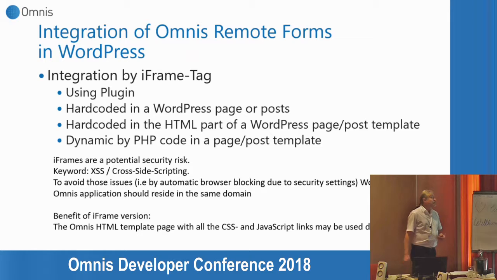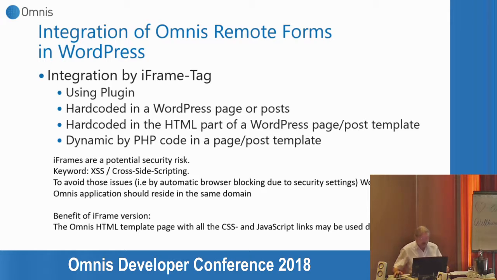Okay, technically we have 4 possibilities to integrate an iFrame-Tag into WordPress. The first is by using a plugin. Second is hard-coded in a WordPress page. Third is hard-coded in the HTML part, so in a PHP page directly. And the fourth, and I think best one, because you can make the thing dynamic, is by using some PHP code. I will demonstrate that now in the next minutes.